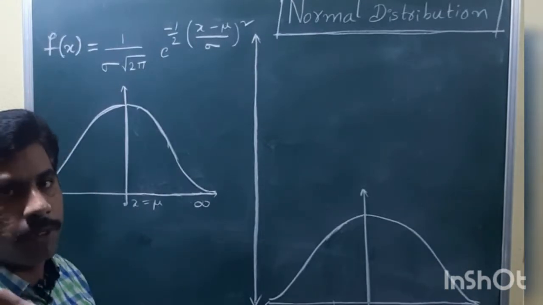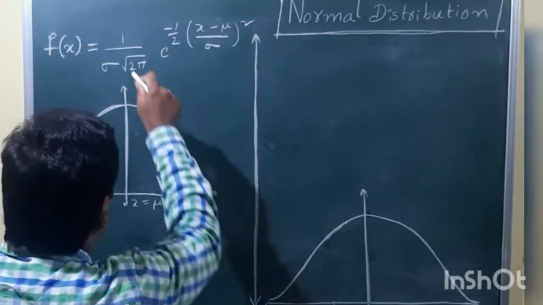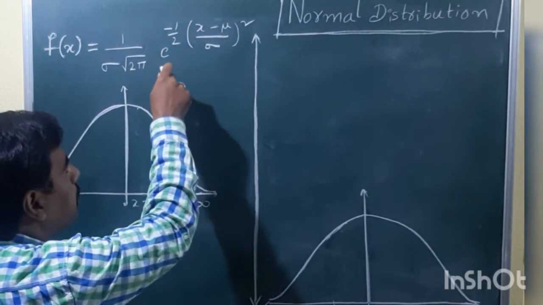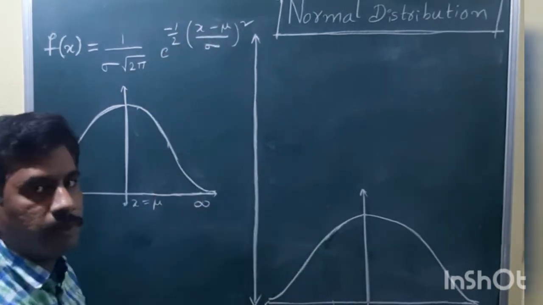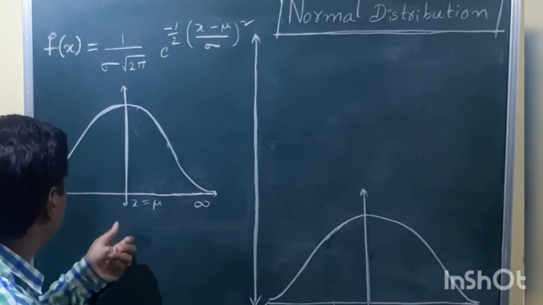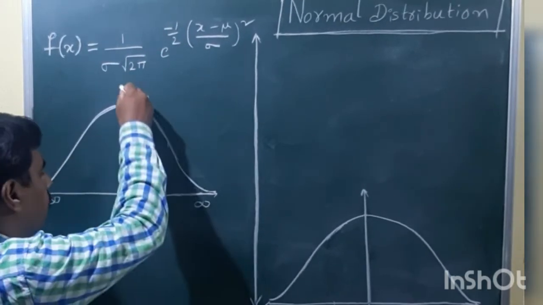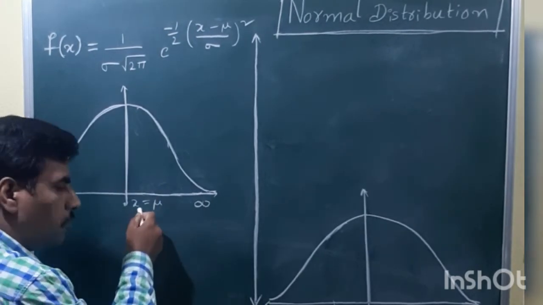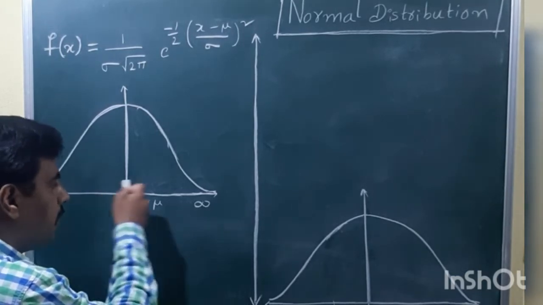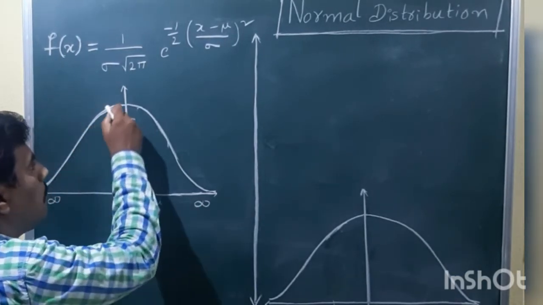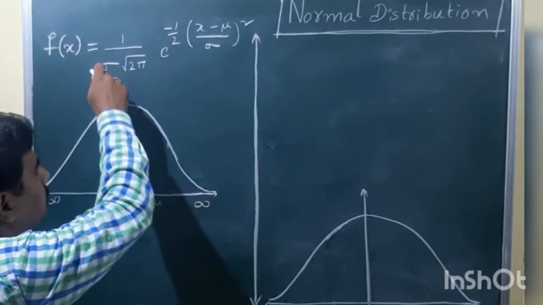In normal distribution, the probability density function is defined as f of x is equal to 1 by sigma square root of 2 pi e power of minus 1 by 2 into x minus mu by sigma whole square. The graph is given like this. This is the x-axis, y-axis, x is equal to mu, mu is the mean, and x lies between minus infinity and infinity. This is the bell shaped curve given by this function.